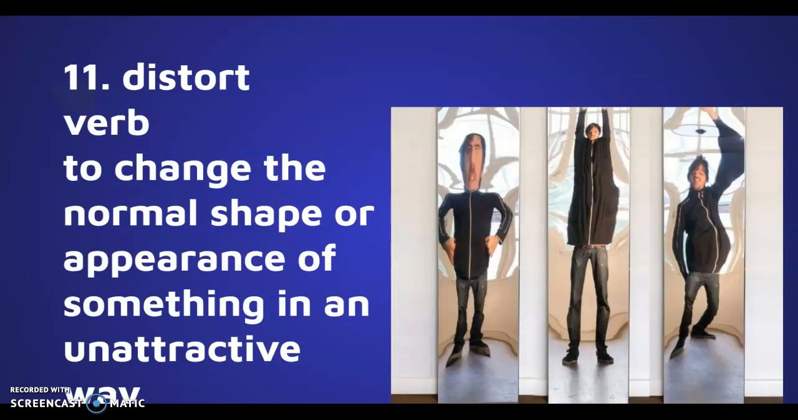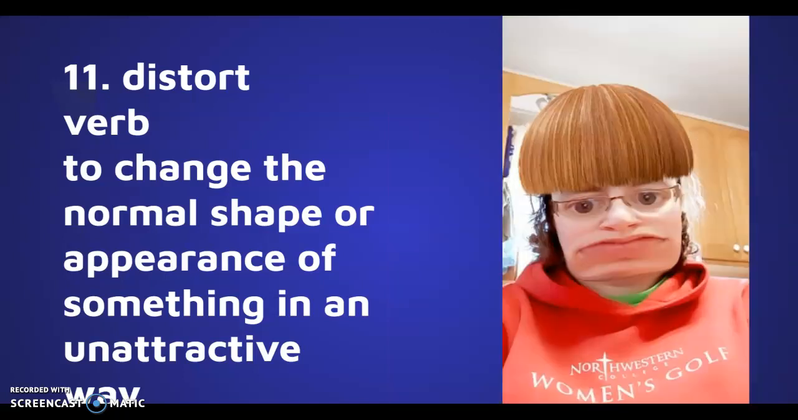So here's something you can write in your notes. Distorted as a verb, and it means to change the normal shape or appearance of something in an unattractive way. So we have an example here of those fun mirrors that make your body look different than they normally look. The mirrors distort your image. Another thing that distorts image is filters on different apps that you might have. This is not how my face normally looks, and it changes the normal look of it in a somewhat unattractive way.